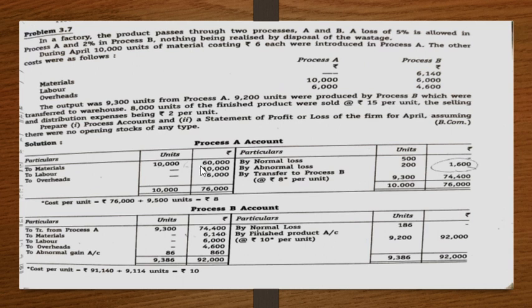10,000, so you will be taking as 10,000. Next is your overheads, 6,000. So there are no other expenses to be recorded in your input. So now we will go to your output column.